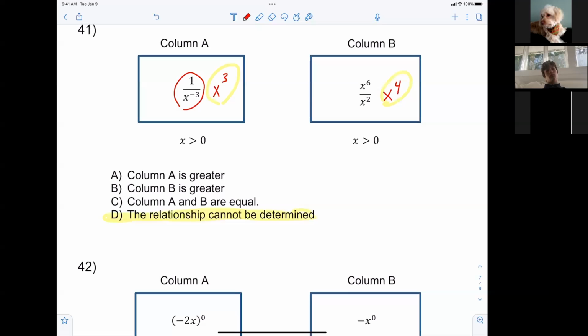If I let x be equal to 1, what's 1 to the third power? 1. What's 1 to the fourth power? 1. So it looks like they're what right now? Equal. Let's let x equal 2. What's 2 cubed? 8. What's 2 to the fourth? So now it looks like what? B is greater. So that's why the answer is D.